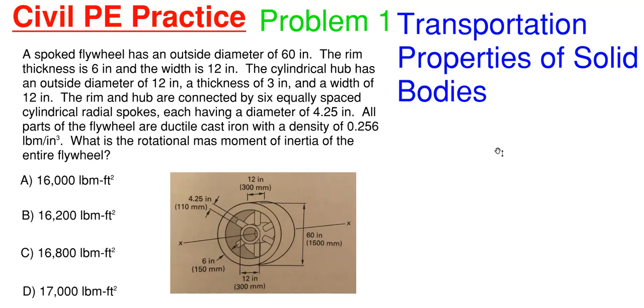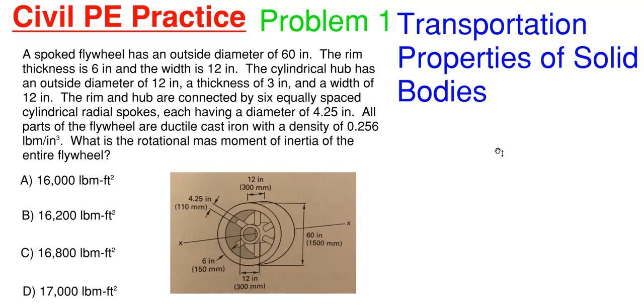The description says a spoked flywheel has an outside diameter of 60 inches. The rim thickness is 6 inches and the width is 12 inches. The cylindrical hub has an outside diameter of 12 inches, a thickness of 3 inches, and a width of 12 inches. The rim and the hub are connected by 6 equally spaced cylindrical radial spokes, each having a diameter of 4.25 inches. All parts of the flywheel are ductile cast iron with a density of 0.256 pound mass per inch cubed. What is the rotational mass moment of inertia of the entire flywheel?